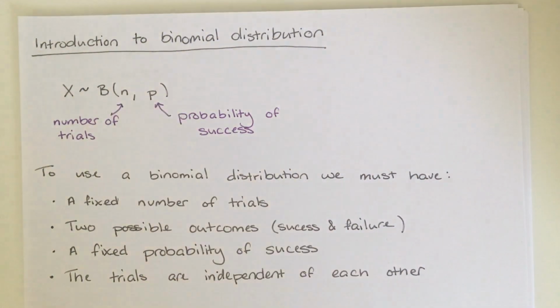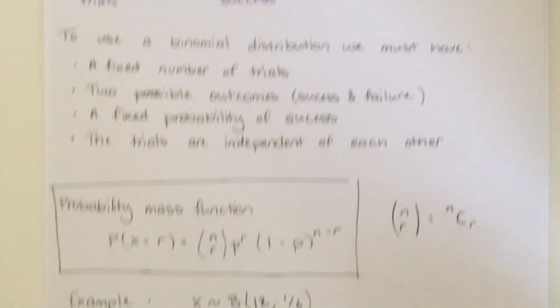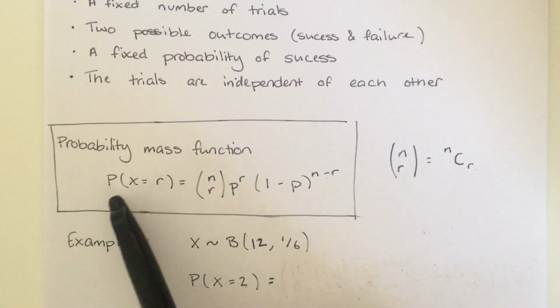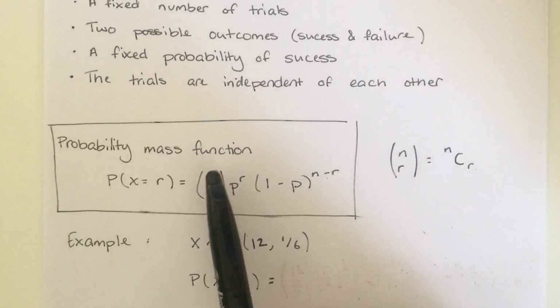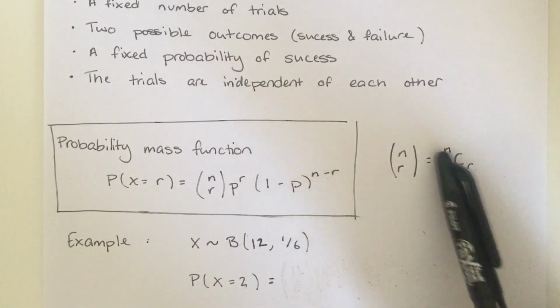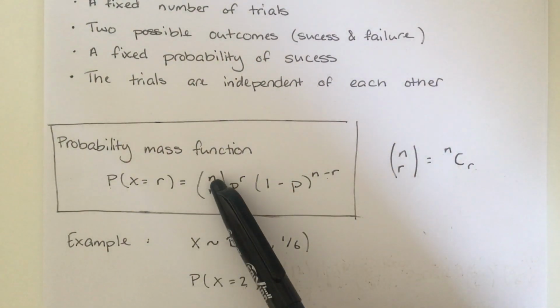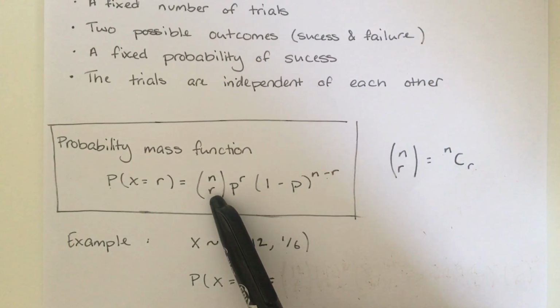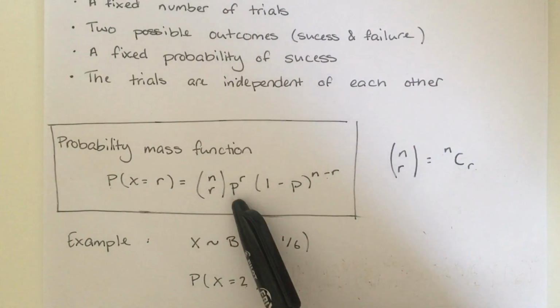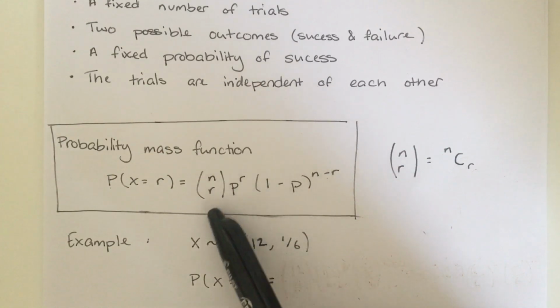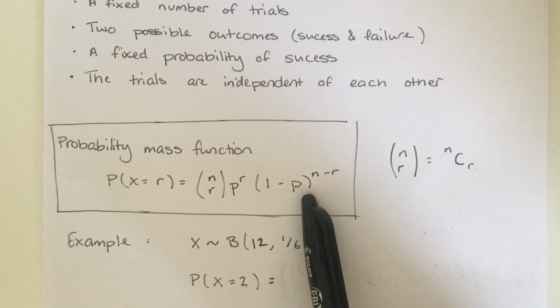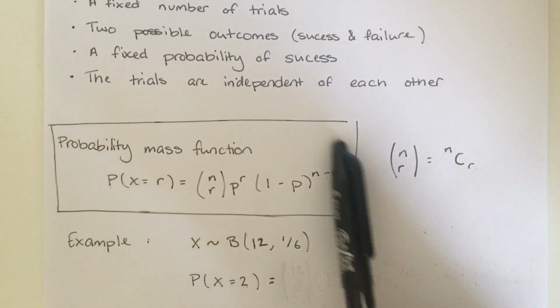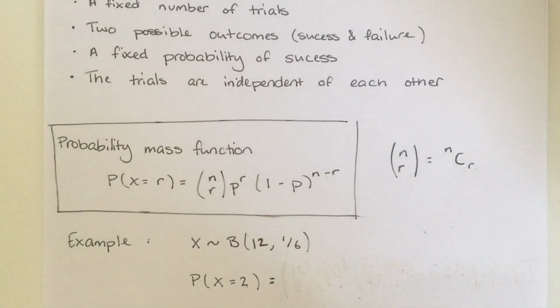Once you know that you can use a binomial distribution, you can then work out your probability mass function using this formula here. So the probability that you have some number of successful trials being r is going to be nCr, so this is combinations, n choose r, where n is your number of trials and r is the number of trials that you want to be successful. The probability of success to the power of r, and then 1 minus the probability of success, so this would be the probability of failure, to the power of n minus r, so how many trials you want to fail.